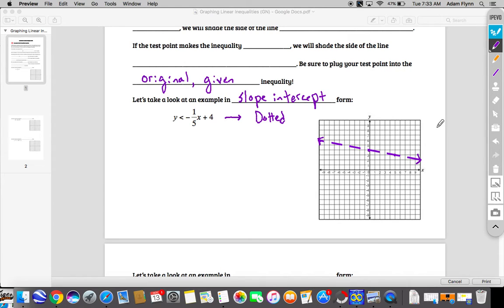Okay, now I need to plug in a test point. So for my test point, usually I'm going to plug in 0, 0, just because that's typically going to make everything go away. Okay, it's easy arithmetic, even if we have fractions. So I'm going to plug in 0, 0. So I get 0 is less than negative 1 over 5 times 0 plus 4.